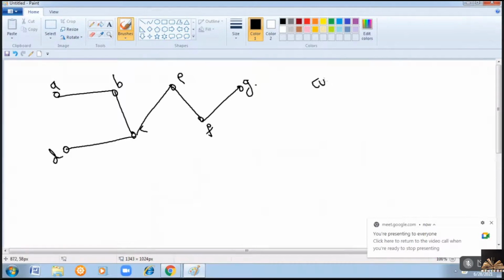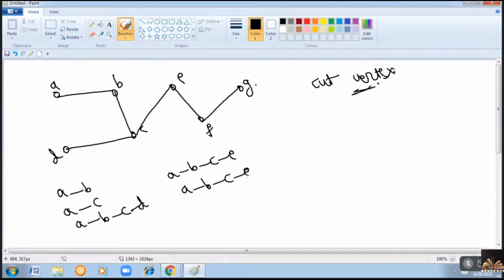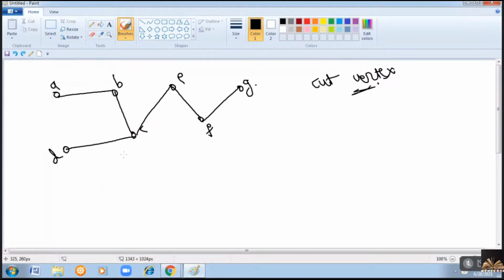Identify the cut vertices in the graph, right? If you remove any vertex, the graph should become a disconnected graph. First of all, let me check whether it is a connected graph or not. When you consider A, you can reach B, C, D, E, F, and G. From every vertex, you are able to reach every other vertex. Therefore, the given graph is a connected graph. Now, we will see what are the cut vertices.